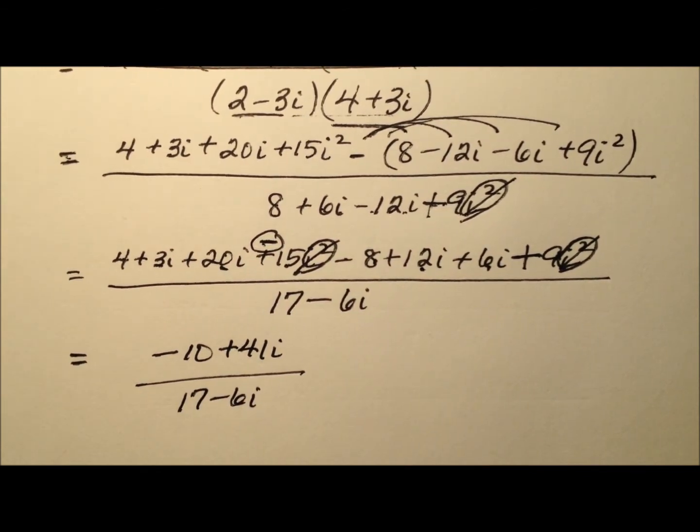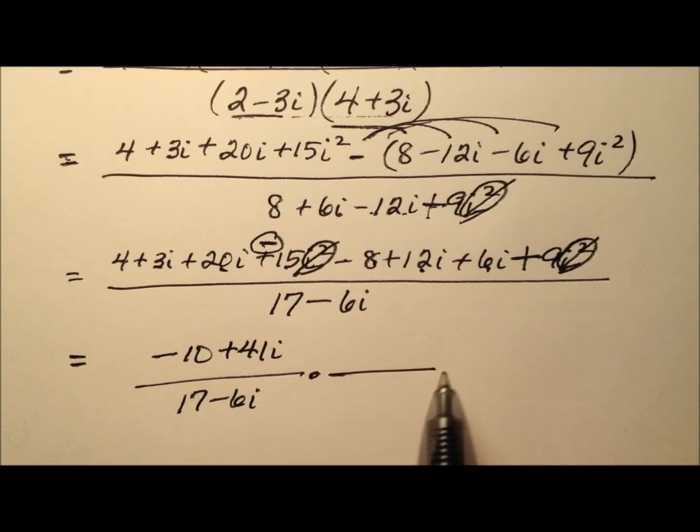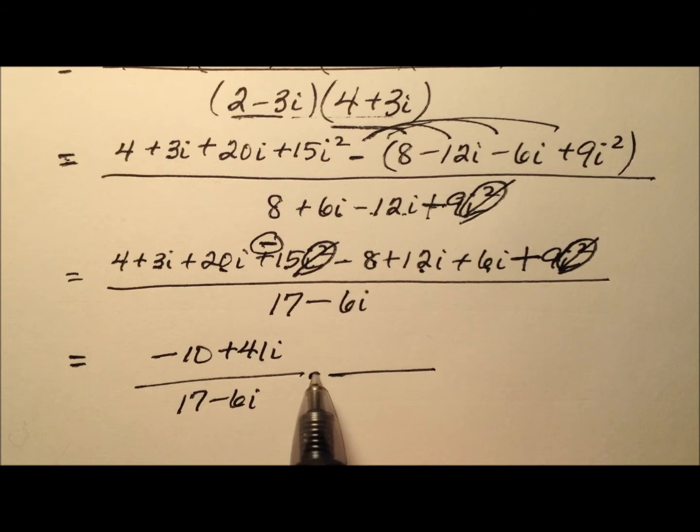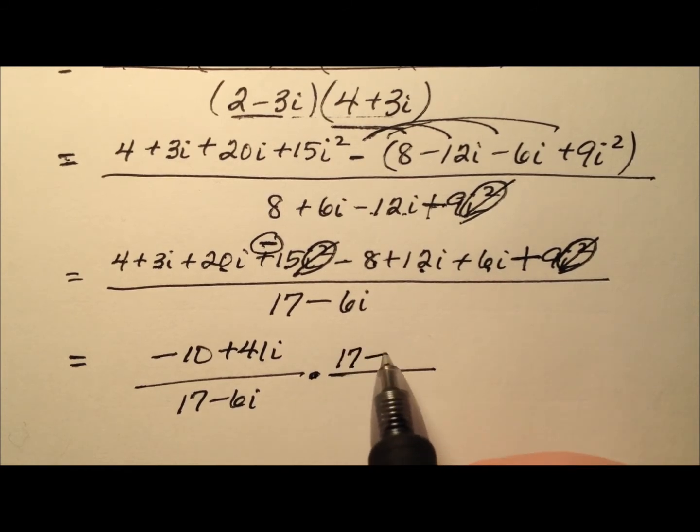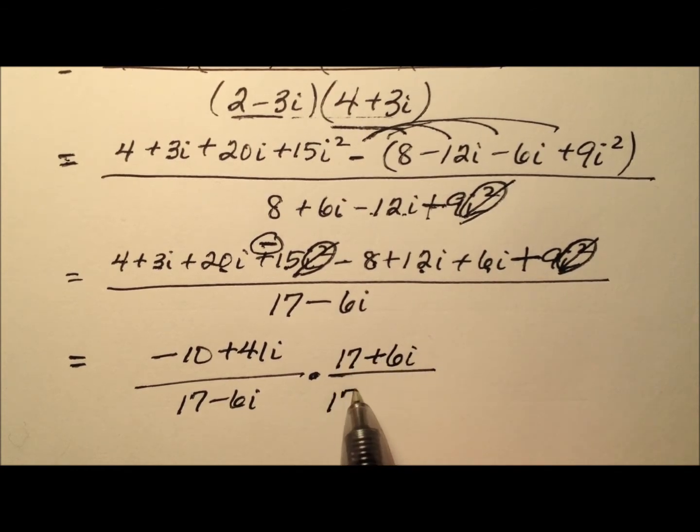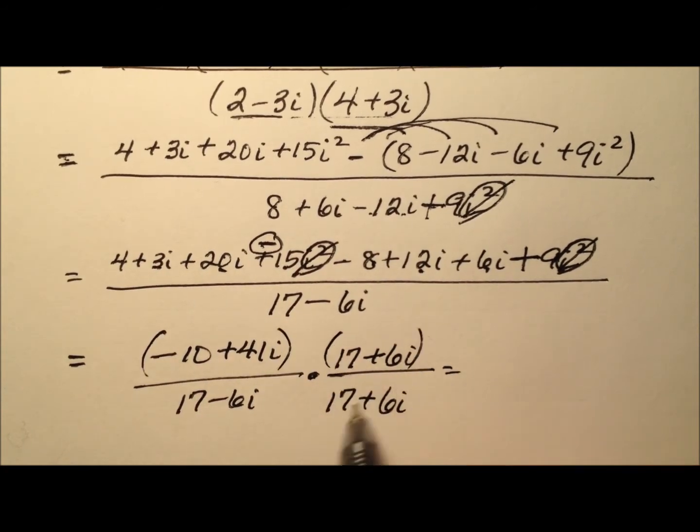Alright, so as promised, we have common denominators, but we have to rationalize this denominator because we have this i in the denominator, which remember is the square root of negative 1. Can't have a radical in the denominator. So we're going to multiply the top and bottom by the complex conjugate. So I'm going to multiply by 17 plus 6i in both cases. So again, more multiplication.